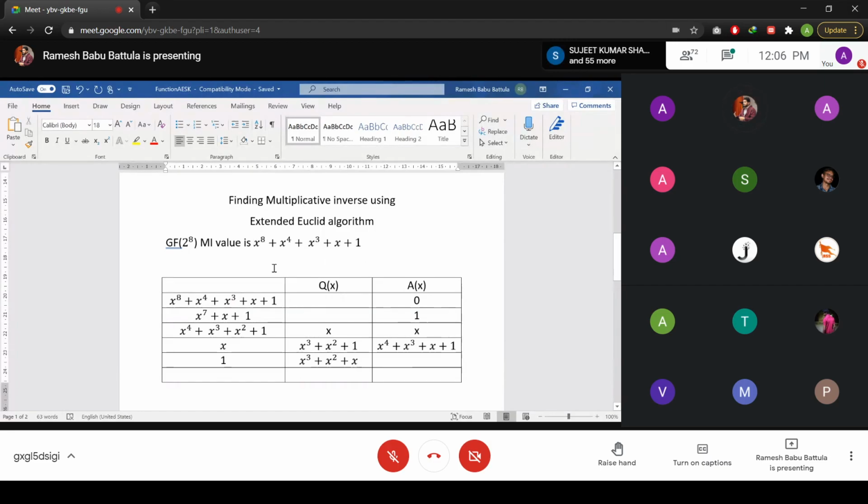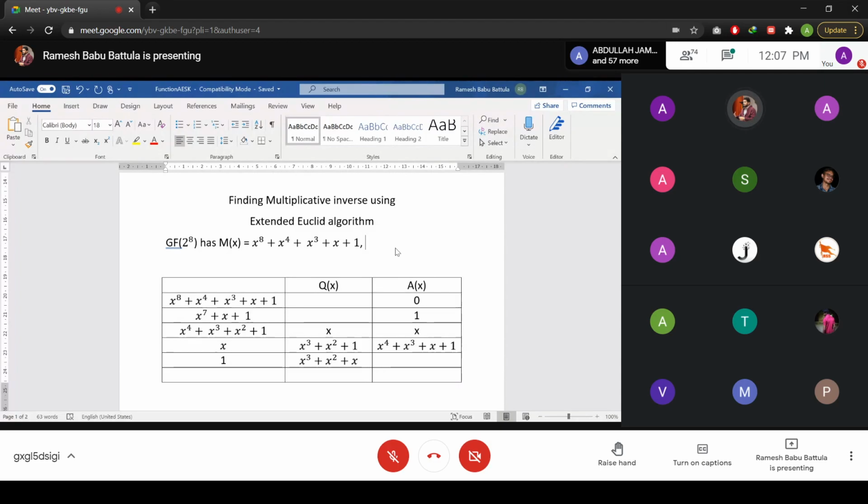And we are finding the multiplicative inverse value of this one. So this is an irreducible polynomial, not the MI value, in GF(2^8). The irreducible polynomial is this one. We call it m(x). And we are finding a value.